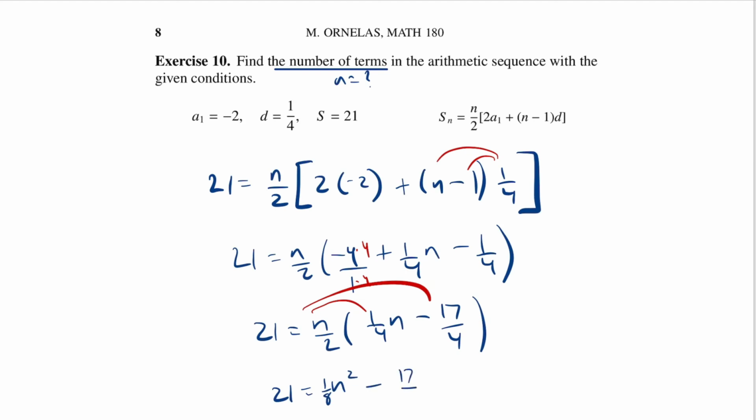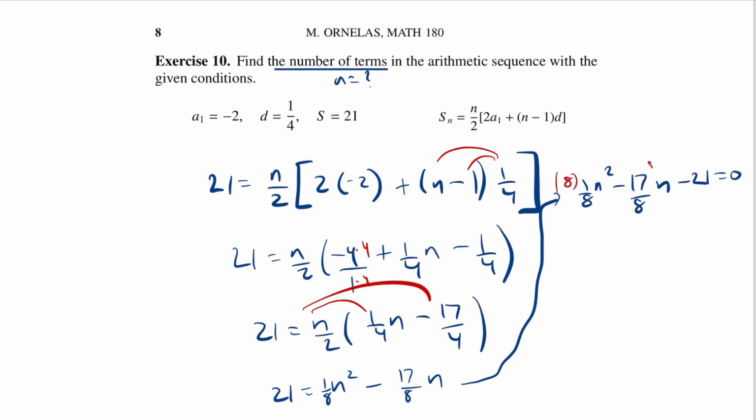And if you do that, you should get n squared minus 17n minus 168 equals 0. Now we need to see if we can factor this. Factoring might prove a little challenging, so what I would recommend is the quadratic formula. So I'm going to do the quadratic formula over here off to the side.